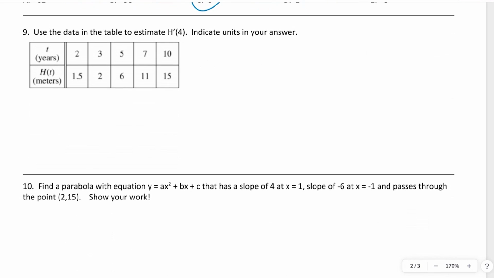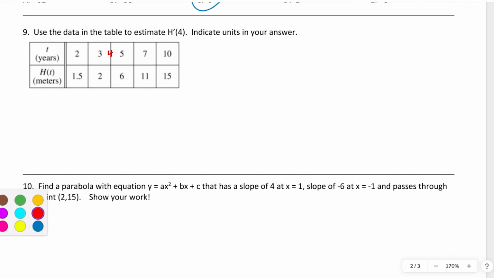Number 9, use the data in the table to estimate the slope when t is 4. Indicate units in your answer. Okay, so this is meters and years. We don't really have too much context other than that, but we want to estimate the slope when x is 4 or t is 4. So 4 would be right here.